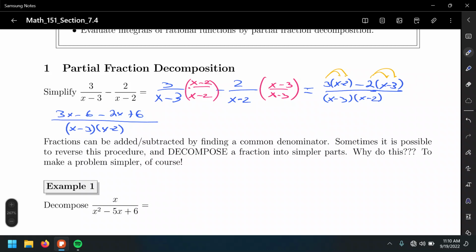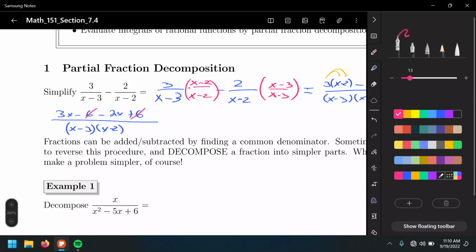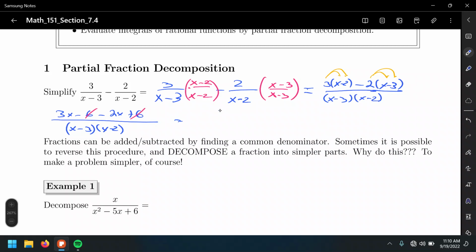So what are we going to get from here? Check how these 6's cancel, and 3x minus 2x equals simply x over x minus 3, x minus 2. That was the typical problem back in intermediate algebra, and you may have had to do this a few times back in calculus 1 maybe, and back in pre-calculus as well. Now, partial fraction decomposition is basically doing the reverse of what we just did here.